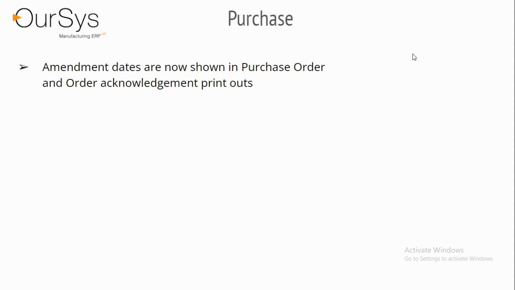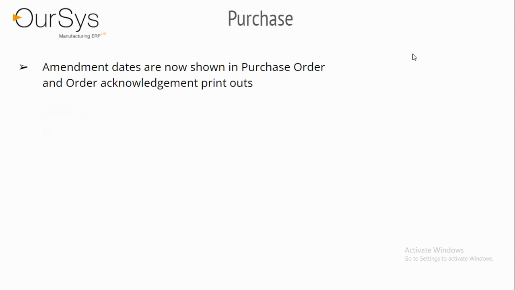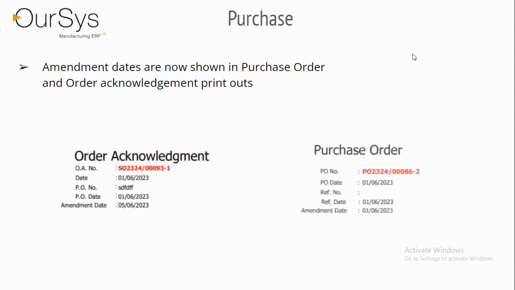The next change we have done is in the purchase module. We are now showing the amendment dates. It's not just in the purchase module, it is also in the order acknowledgement print. It is basically a print change. So now we are showing the amendment dates in our SO print as well as the PO print. Initially, we did not have any reference of the revised dates. So now we are showing the latest amendment date in the purchase order and the order acknowledgement printout, so our customer as well as our supplier knows the revised date or the amendment date of that particular document.